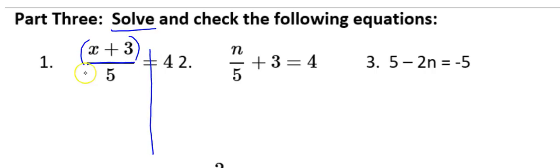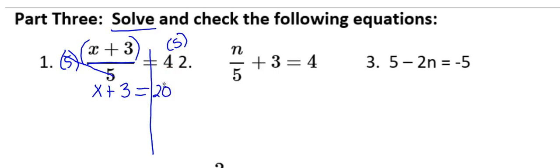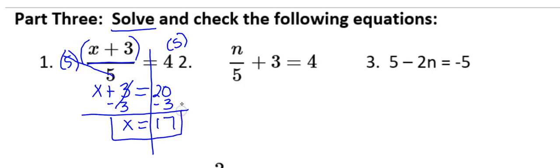So I'm going to put my line down the middle. I'm going to multiply both sides by 5 first. The 5 here cancels out. I bring down my x plus 3, and then on the right side I have 4 times 5, which is 20. Now I'm going to subtract 3, right? I'm going to get rid of that positive 3 by subtracting it from both sides. This cancels out, and then x is equal to 17. And if I did the check really quickly, if I put it in just mentally, 17 plus 3 is 20. 20 divided by 5 is equal to 4.